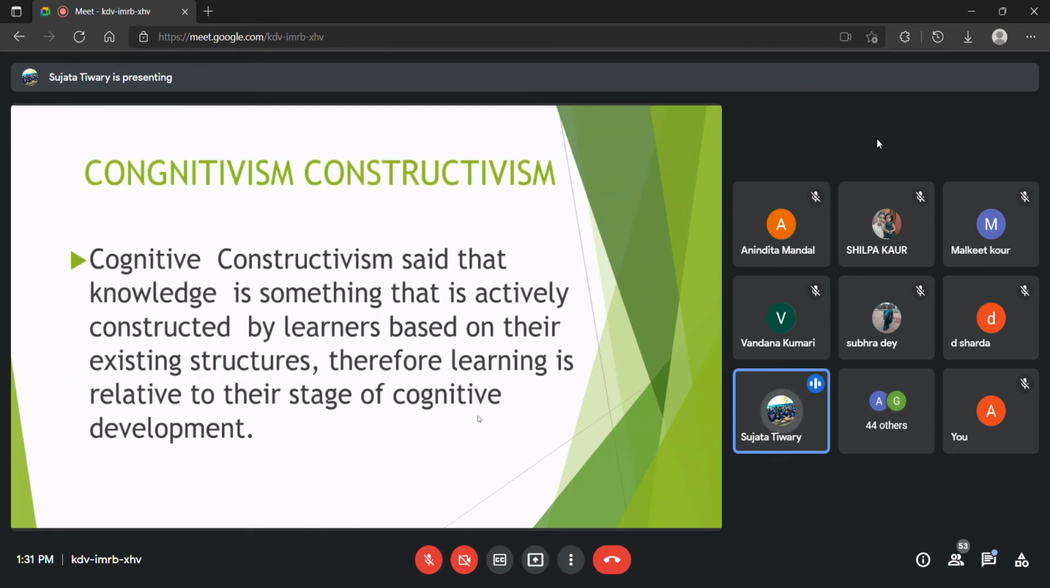We have seen cognitive constructivism first. That is, knowledge is something actively constructed by learners based on their existing knowledge. We have talked many times about how knowledge is constructed on the basis of existing knowledge or structure. Structure means the existing structure, both physical and mental. Therefore, the learning is relative to the stage of cognitive development. We had already talked about this.